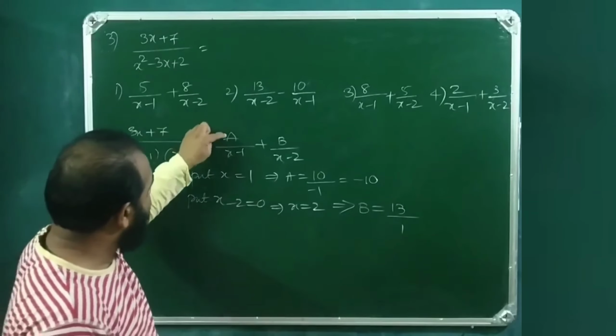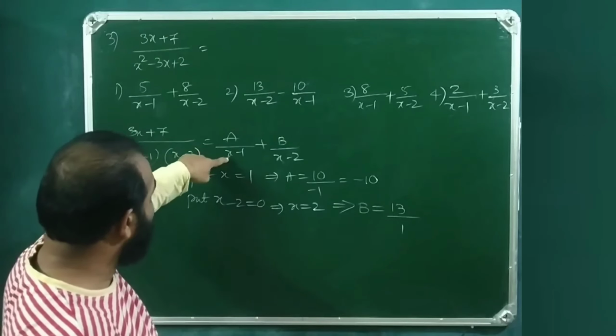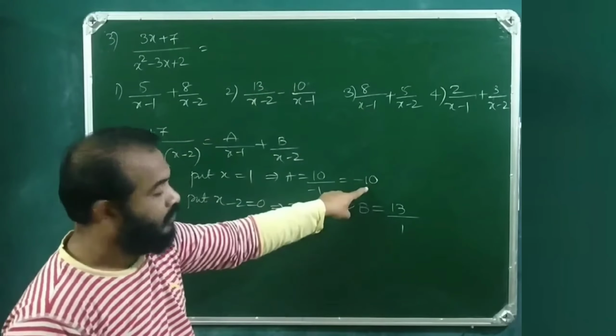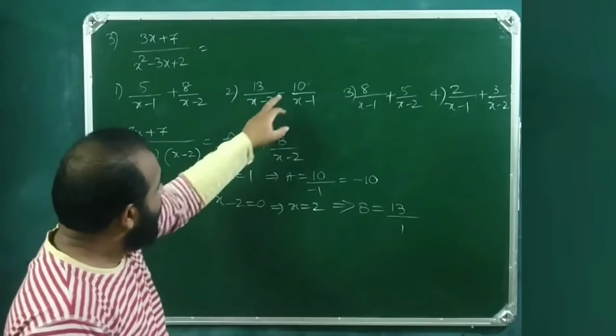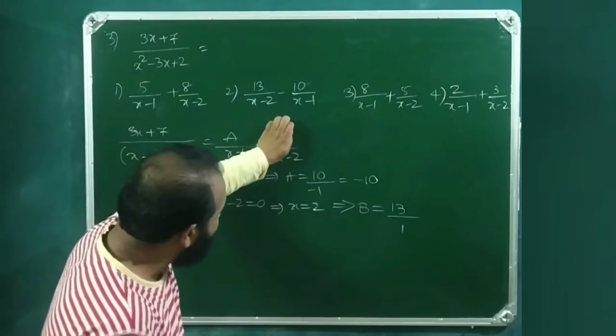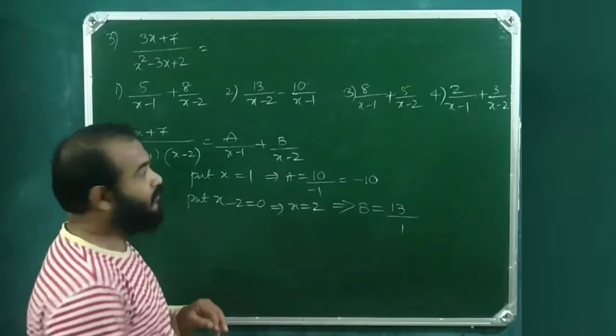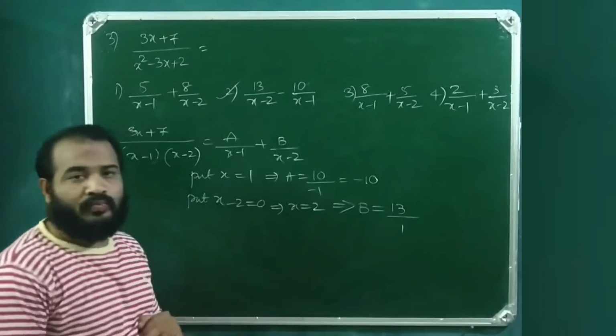the values are a by x minus 1. A means minus 10 by x minus 1 plus b by x minus 2. The value of b is 13. So 13 by x minus 2, that is option number 2.